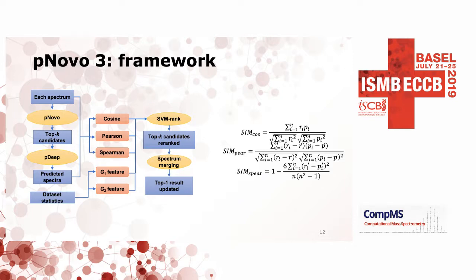Three similarities are calculated: cosine, Pearson, and Spearman. In addition, we added two gap-related features, which indicate the frequency of missing fragment ions between two amino acids, and they can be calculated from the statistical results of well-annotated data. With these features, a model can be trained by SVM rank, and we can get a new order of the peptide candidates for each spectrum. At last, we use a spectral merging approach to further update the top 1 results for some spectra, which will be introduced later.